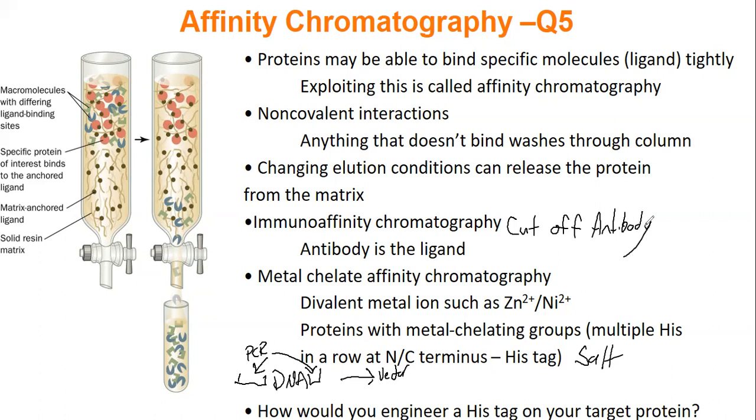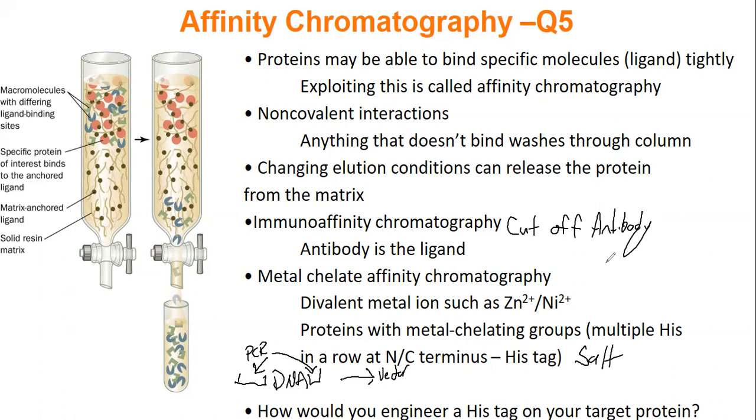So your antibody's on a bead, usually you just snip off the antibody, and then once they're snipped off, you can separate them through centrifugation or something like that. But yeah, that's affinity chromatography. It's the best if you can use it.